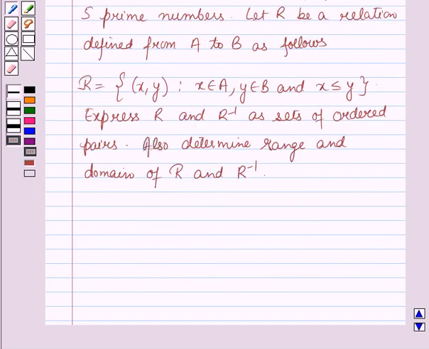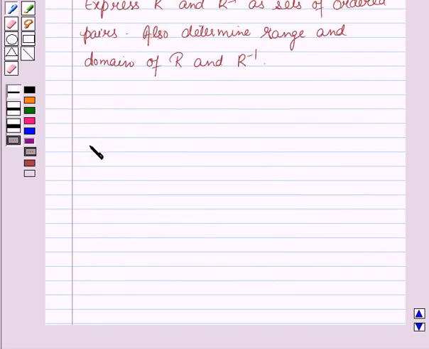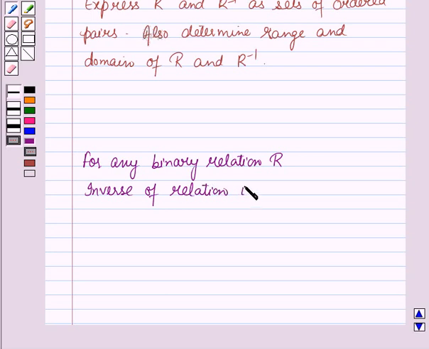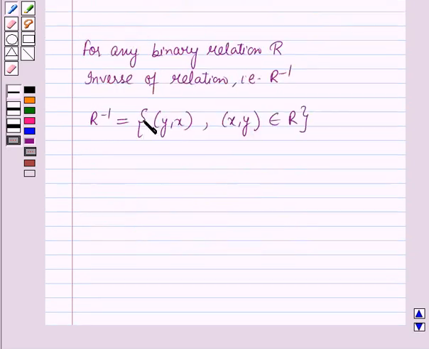Now before starting the solution of this question, we should know a result. For any binary relation R, the inverse of the relation is denoted by R inverse, and this R inverse is equal to the set containing the ordered pairs (y, x) where the ordered pair (x, y) belongs to R. So to get the inverse of the relation, we have to interchange the first and the second components in every ordered pair in the given relation.